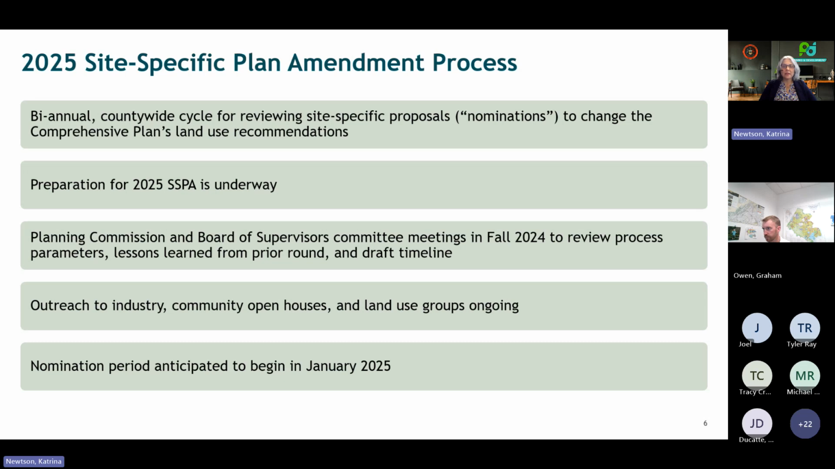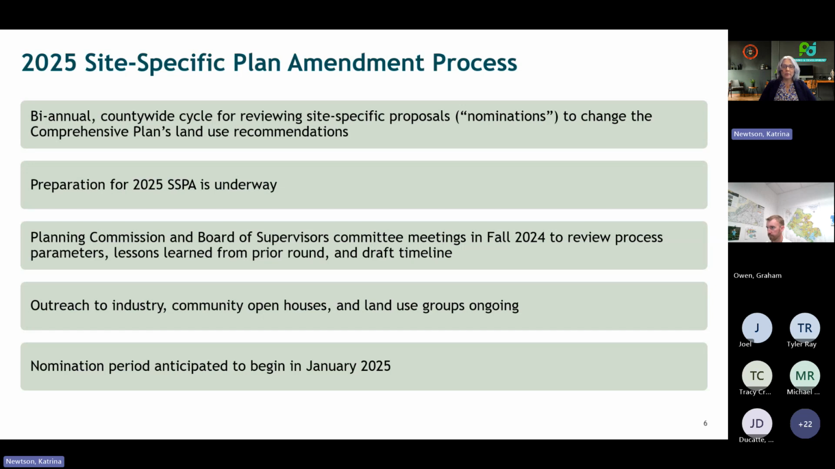Now, getting into the specifics of the SSPA process. This is a biannual countywide cycle for reviewing site-specific proposals called nominations to change the comprehensive plan's land use recommendations. The 2-year countywide cycle was a change adopted by the board 2 years ago, where previously SSPA oscillated between reviewing nominations in the North or South County every 2 years. So this change established a more frequent countywide evaluation.